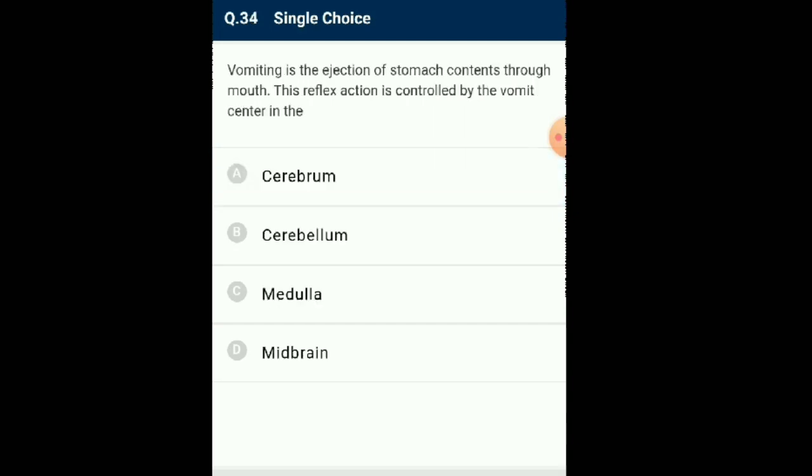Question number 34. Vomiting is the ejection of stomach contents through the mouth. This reflex action is controlled by the vomit center. The ejection, that means backflow of partially digested food of the stomach through the mouth, is known as vomiting. It is often preceded by a feeling known as nausea. It is a reflex action, an involuntary and instant movement in response to stimulus by the central nervous system. The center which controls the action is located in the medulla oblongata of the hindbrain. So the answer is option C, medulla.